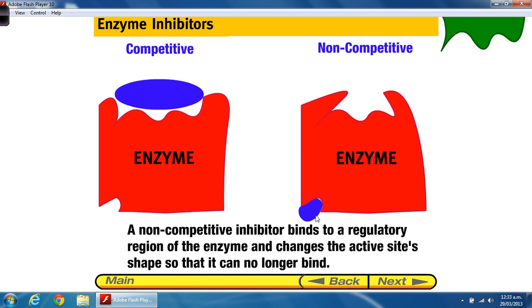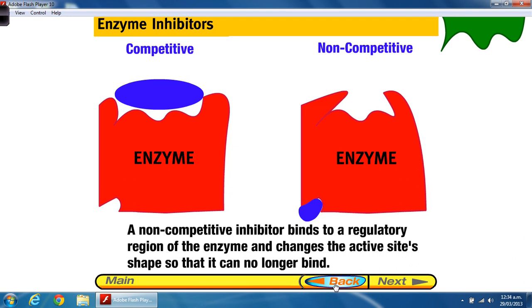When the inhibitor is released, in most cases the shape of the active site will be restored. So an inhibitor usually results in a change in the conformation of the enzyme, but it's normally not a permanent shape change, and that's what makes it different from denaturing. We'll look a little more at denaturing in one of the other tutorials.